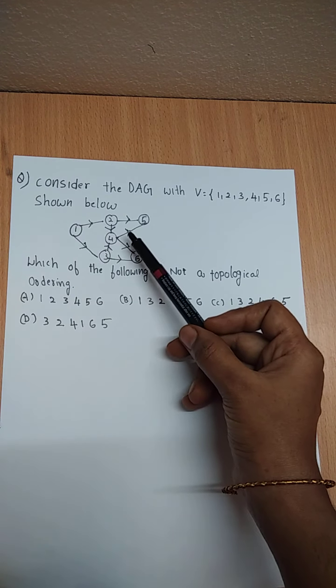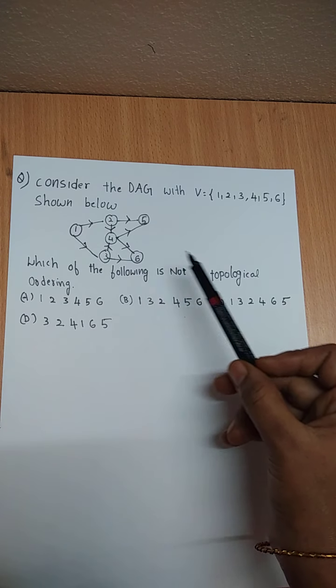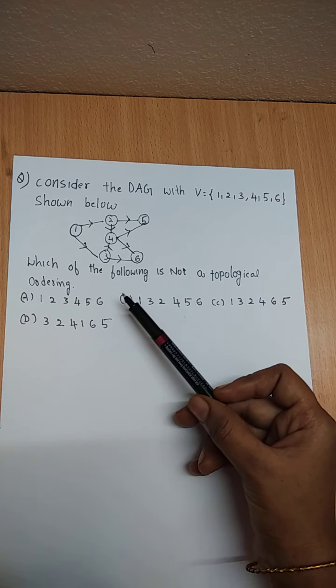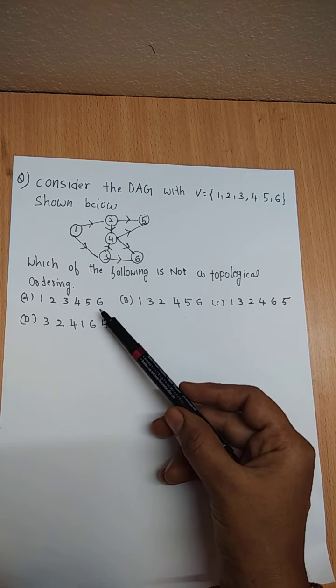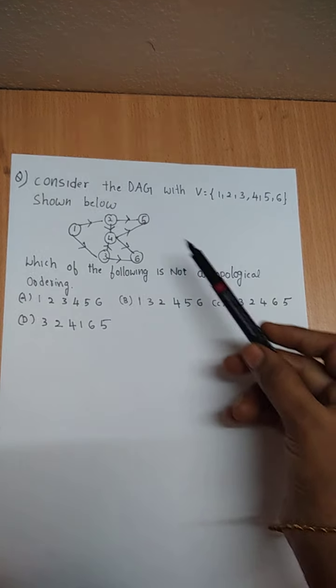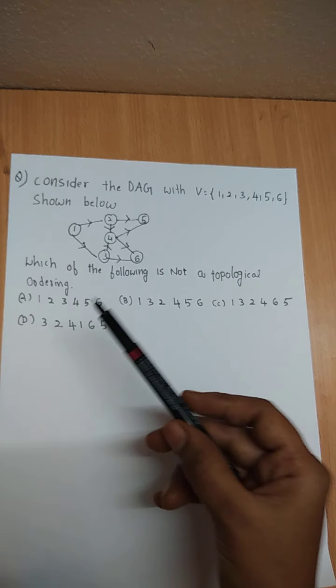This is a directed acyclic graph. Which of the following is not a topological ordering? Here, 4 sets of orderings are given. In these 4 orderings, we have to find out which one is not a topological ordering.